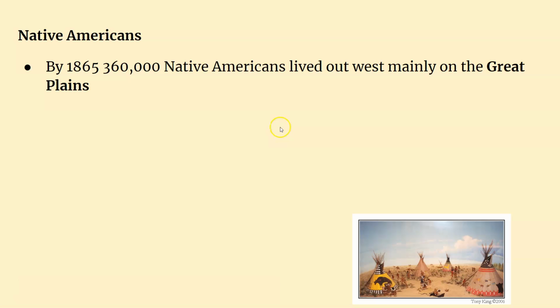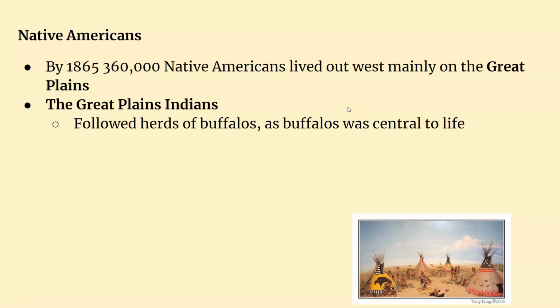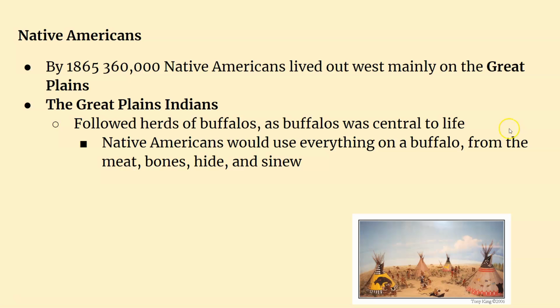In 1865, there were about 360,000 Native Americans that lived out west, mainly on the Great Plains, like I stated before. These were called the Great Plains Indians, and some of them were those that migrated west from the eastern coast as part of the Trail of Tears. Now, these Great Plains Indians didn't really have one territory. They were migrant, meaning they moved around. They followed the herds of buffalo, and buffalo were really essential to their life.